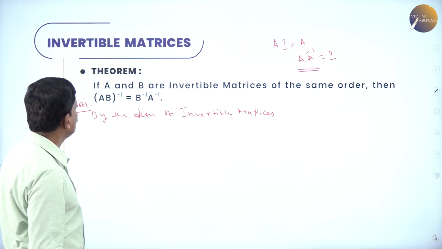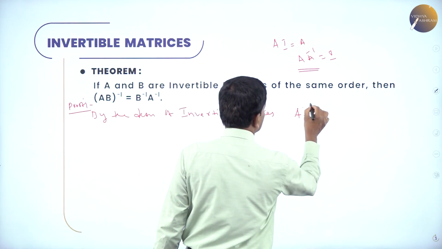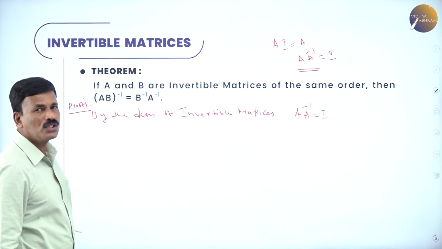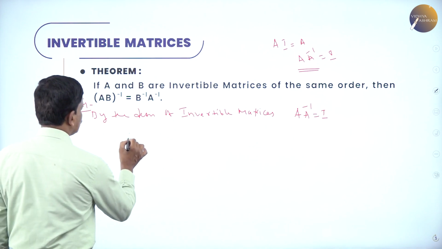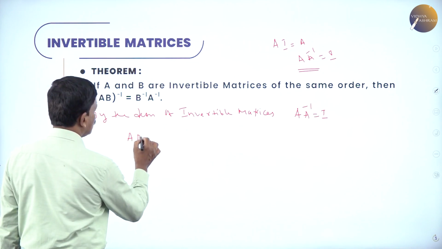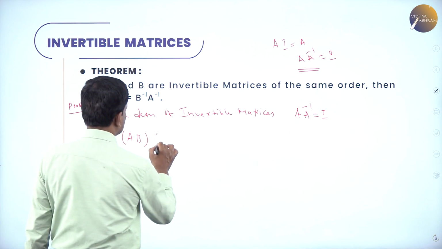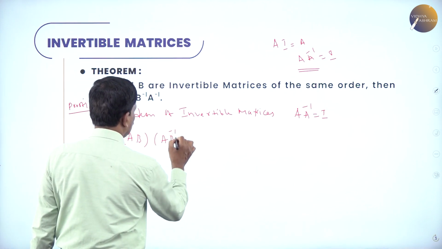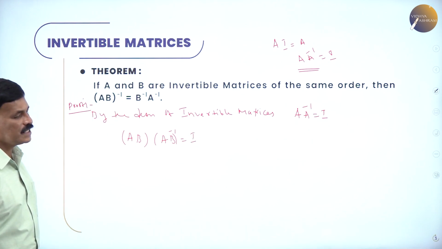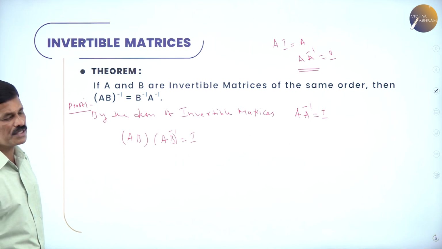By the definition of invertible matrices, what is the definition? A into A inverse is equal to I. Now let us consider this as A and A inverse. Here, consider AB and the inverse of this, (AB) whole inverse. By the definition of invertible matrices, AB into (AB) inverse is equal to I.